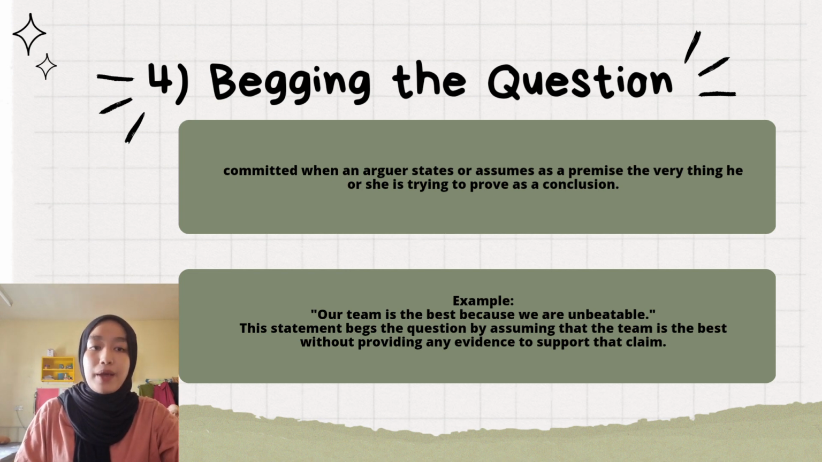This statement begs the question by assuming that the team is the best without providing any evidence to support that claim. The argument is circular because it relies on the conclusion, "Our team is the best," as a premise, without offering any external verification or logical reasoning.